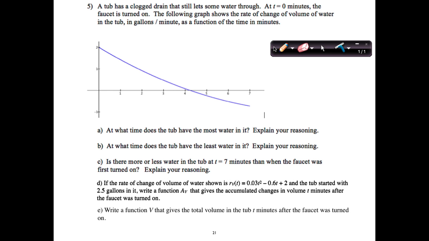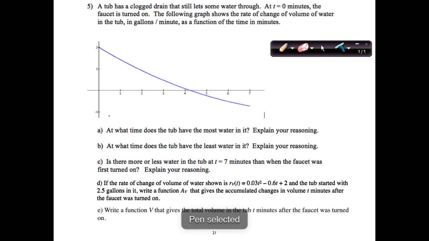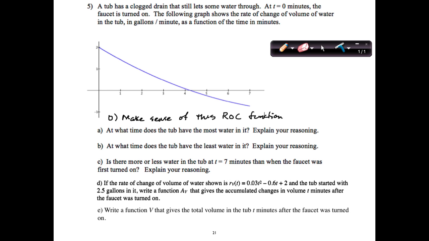So maybe a question 0 would be, make sense of this rate of change graph as a whole in the situation. Why would it make sense that this could be the rate of change of water emptying or water coming into the tub?